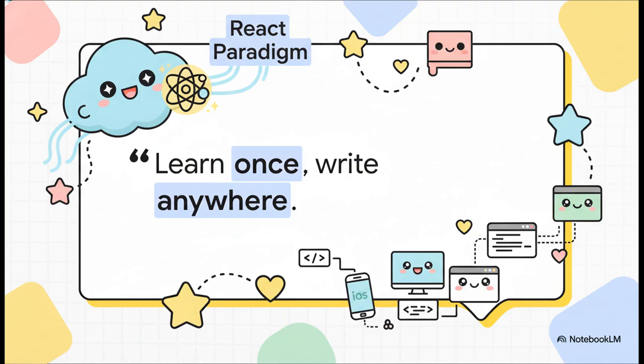And this is where that famous motto comes from: learn once, write anywhere. Now, that doesn't mean you write the code one time and it magically works everywhere. It's more subtle. It means you learn this way of thinking, this component model, one time, and then you can apply that knowledge to build for the web, for iOS, for Android, pretty much anywhere.